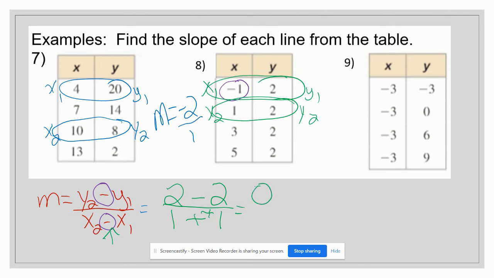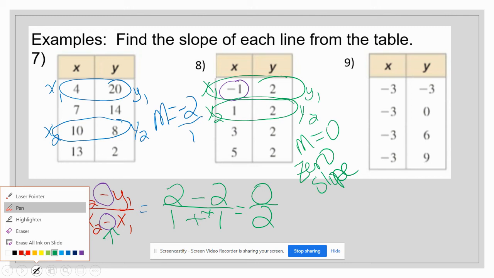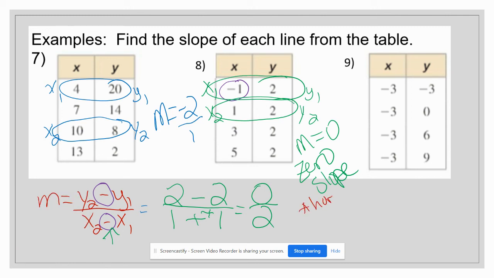So 2 minus 2 is 0. 1 plus 1 is 2. 0 over 2 is 0. So this is 0 slope. 0 slope is a special line. That special line is horizontal. And we know the equation because this y is 2, 2, 2, 2, 2. It's 2 all the way down. So it doesn't seem to matter what's happening to x. Y is 2 for every single one. And so our horizontal line equation is y is equal to 2.